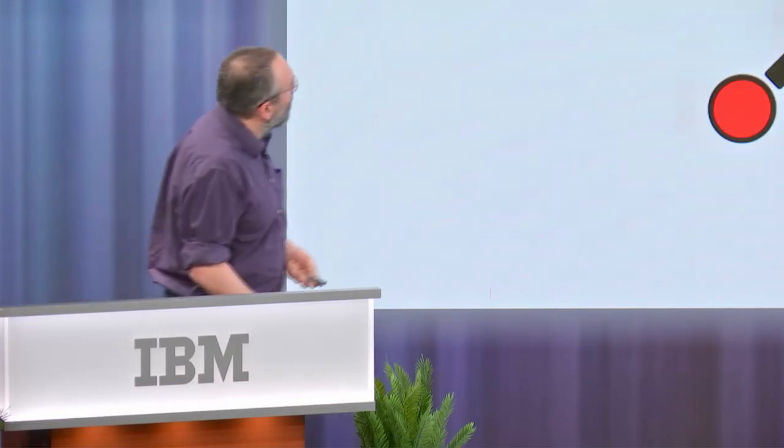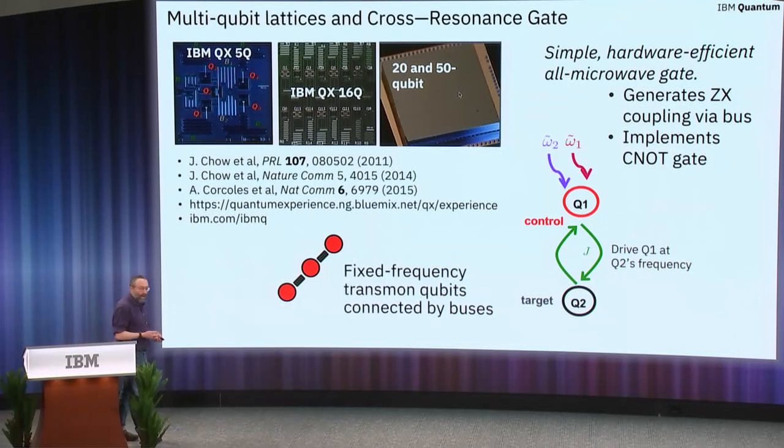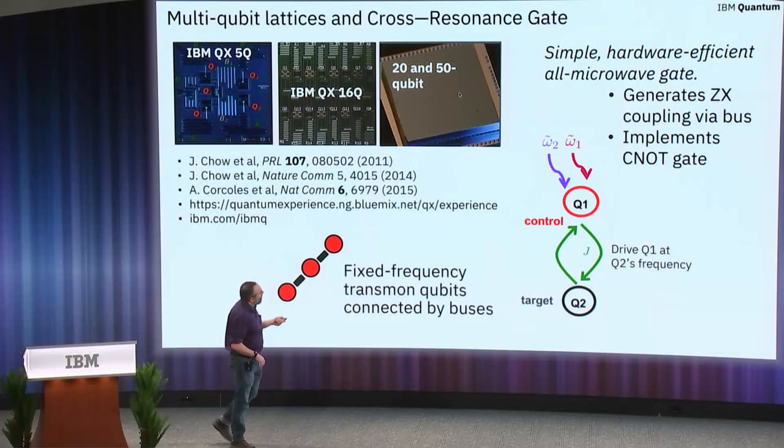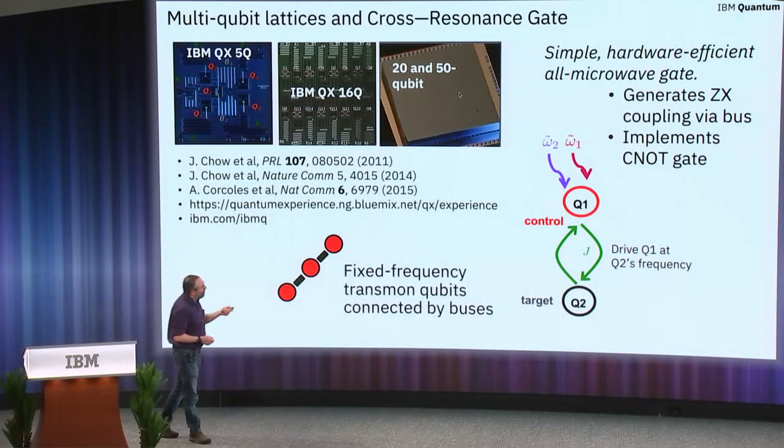I want to talk about one particular aspect of scaling up lattices of qubits for larger scale multi-qubit quantum processors, focusing particularly on the kind of architecture that we have used very often in our work at IBM, where we have fixed frequency transmon qubits that we connect to one another by microwave buses, and that we've used for scaling up all the way to the 50 qubit level at this point, and where we're particularly employing the all microwave cross resonance gate to produce a ZX interaction and implement a controlled NOT gate.